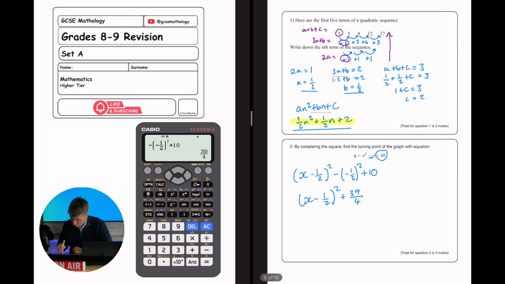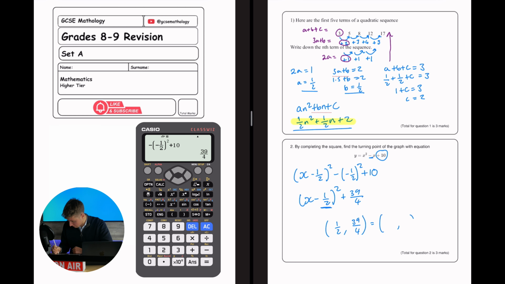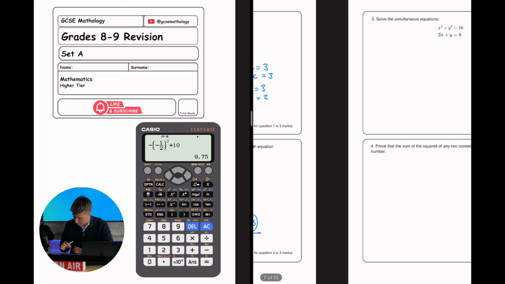And the coordinates of the turning point, we change the sign of the number inside, so it's going to be a half, and we keep the number outside, so 39 over 4. So if we want this in decimal format, we can press SD. This is 9.75, and a half is 0.5. So that is the coordinate point of the turning point.